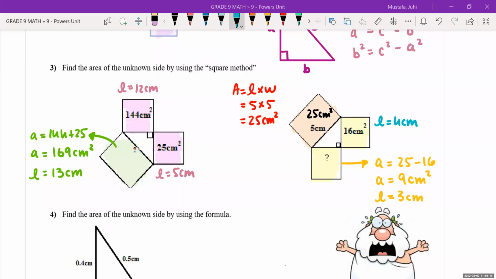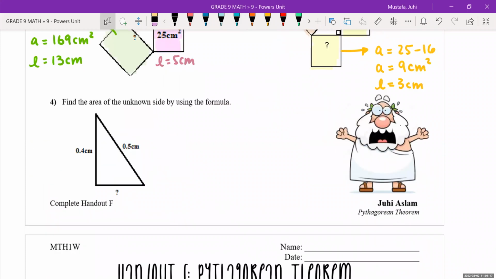Okay, last but not least, let's look at question number 4. In this question, we are going to find the area of the unknown side by using the formula. And just to make this question easier for us, let's change it from decimals. Let's change this to 4 centimeters, and let's change this to 5 centimeters, and we're trying to find the question mark.